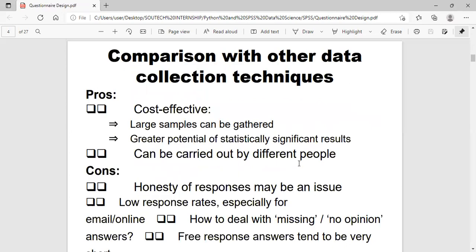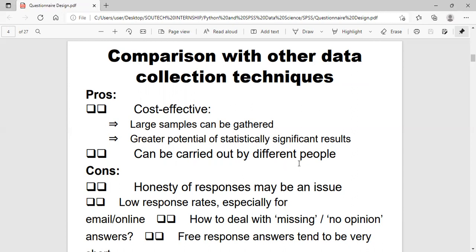Now, we're going to compare the pros and cons, that's the advantages and disadvantages, of questionnaires with other data collection techniques. Now, the pros, that's the advantages. It is cost effective, it doesn't cost too much. Large samples can be gathered, greater potential of statistically significant results. That's after you're done collecting your survey, you can analyze the data. It can be carried out by different people.